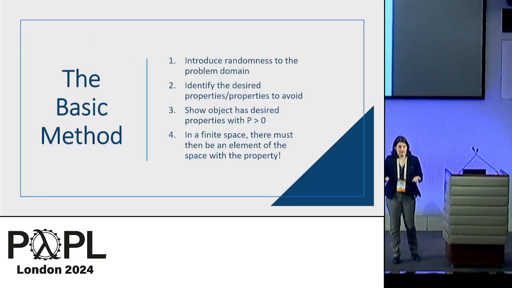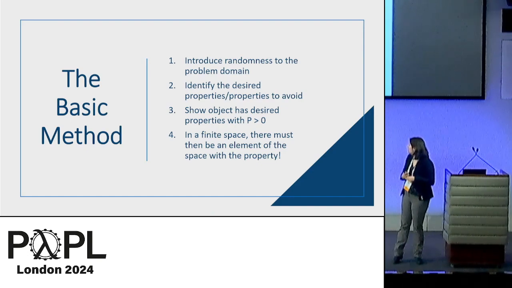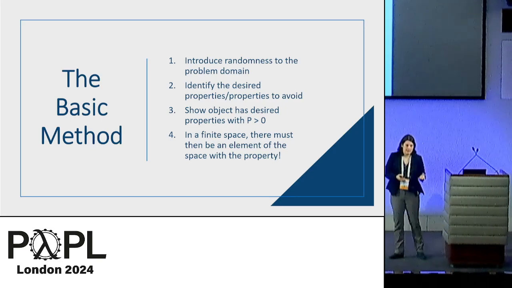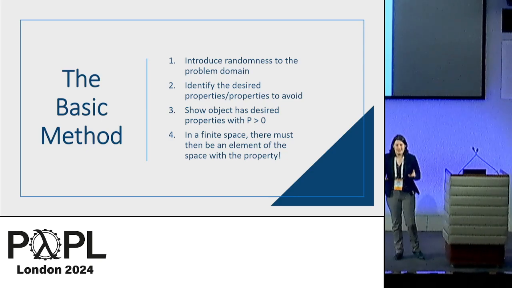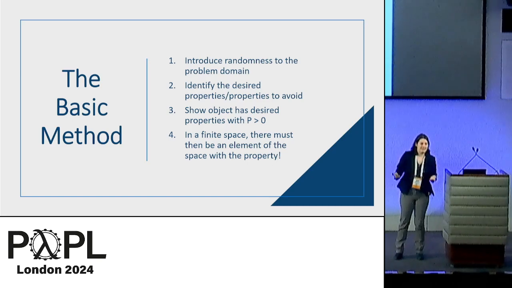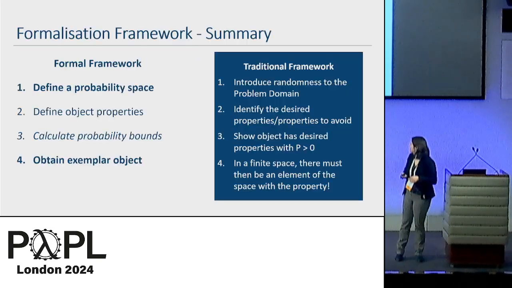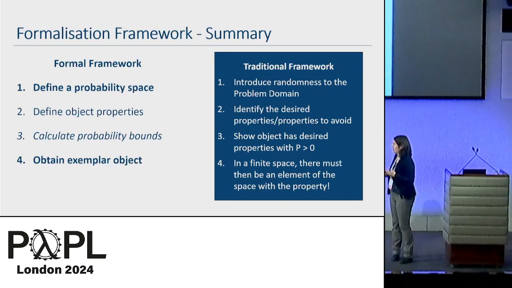So how Alon and Spencer introduced this method and this approach to solving combinatorial problems is basically a four-step process. You introduce randomness, you identify the desired properties that you want or you want to avoid, you then calculate some probability, either less than 1 or greater than 0, and then you're basically done. They skip over that fourth step. They're basically finished.